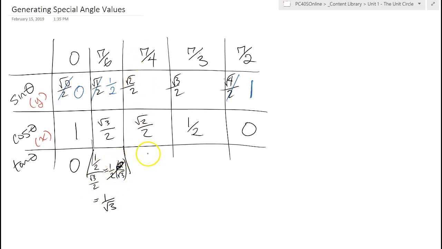Pi over 4 is nice because they're both the same. Anything divided by itself is 1. And then pi over 3, well, it's the reciprocal of pi over 6, because instead of half divided by root 3 over 2, we've got root 3 over 2 divided by a half. So I'm just going to take this one and flip it. It's root 3. And then my last one, I can't divide by 0. It's not allowed. You can't take a group of things and have 0 groups of them. So this is undefined.